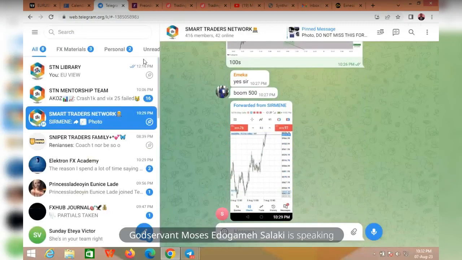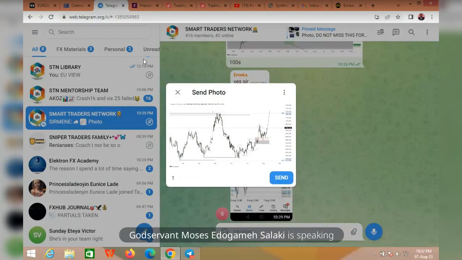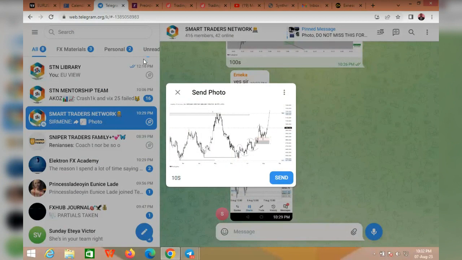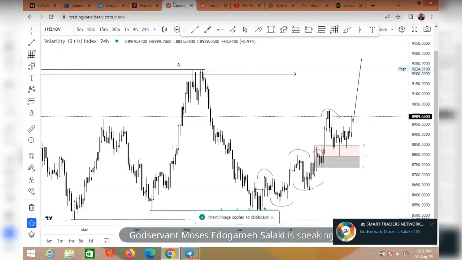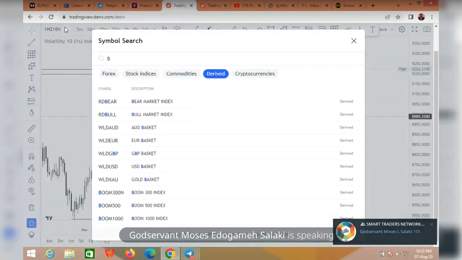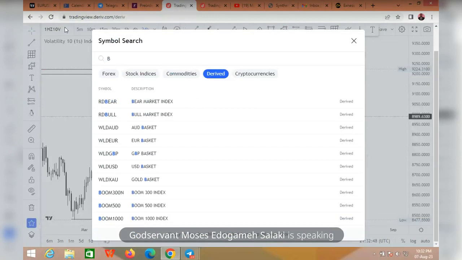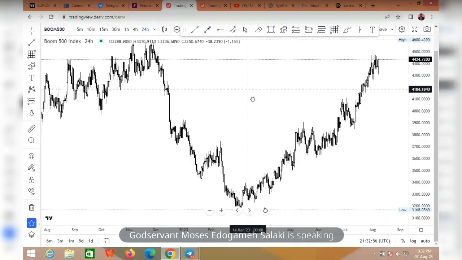Let's look at BOOM 500. I wanted to catch a sweet sell on BOOM 500. I wasn't able to do that. Then BOOM 1000, after marking it out, I still missed it. All right, this is BOOM 500.